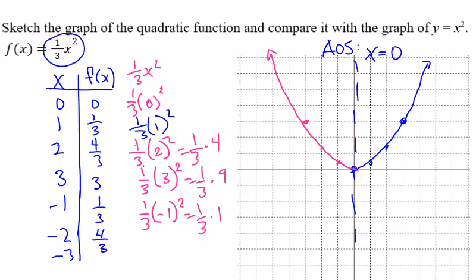Since you don't see any pluses or minuses, that means your vertex is 0, 0. If you don't see any pluses or minuses, that means it didn't shift, and so your vertex is going to stay right on the origin. And that means your axis of symmetry is going to be x equals 0 as well.